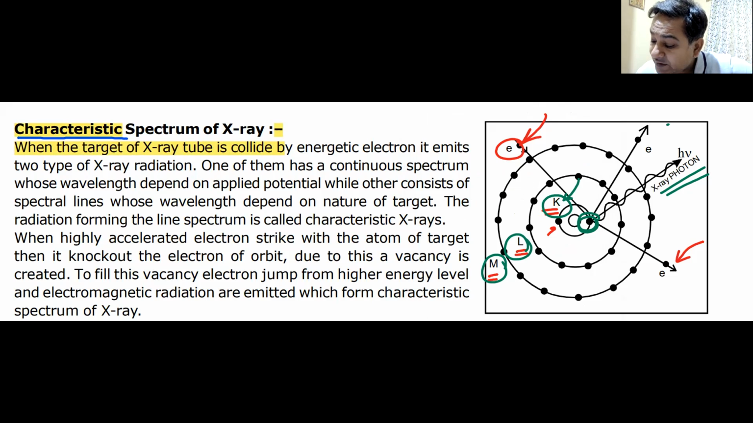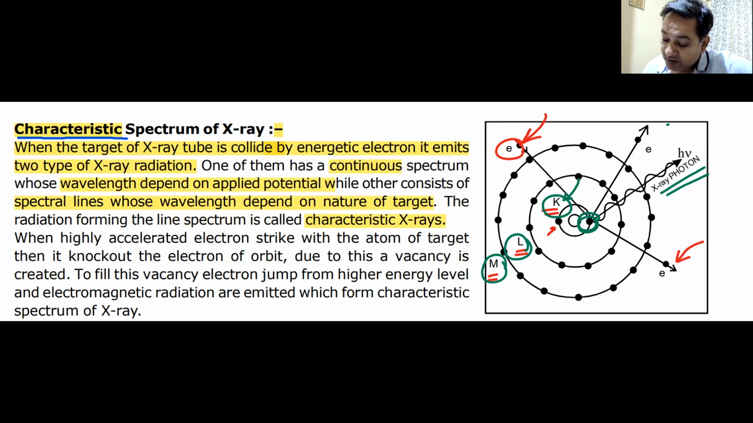So when the target is struck by electrons, two types of radiations are emitted. One of these is continuous, which we have already seen, whose wavelength only depends on the potential, while the other consists of spectral lines whose wavelength depends on the nature of the target. Do we understand this? Yes, sir. This radiation is known as characteristic X-rays.